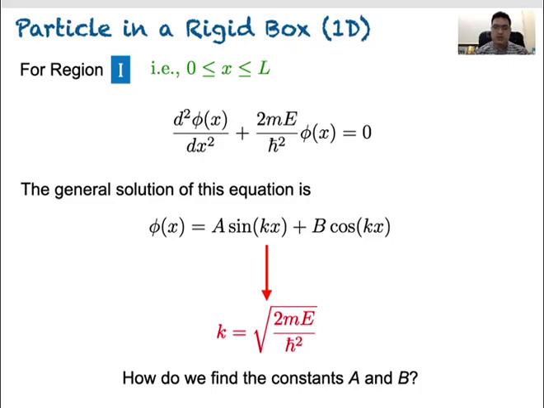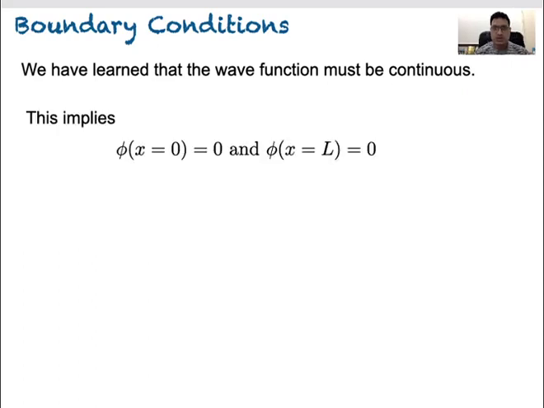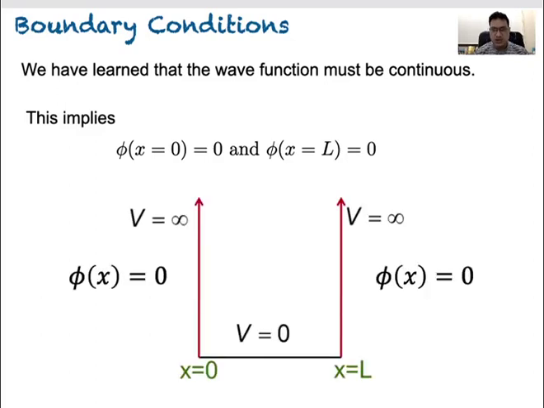How are we going to find constants A and B? To find them, we have to use the known properties of the wave function, what kind of wave function we are going to accept. We have learned that the wave function must be continuous at the boundaries. What it means is that the wave function at x equal to 0 and x equal to L must be 0, because on the other side of the rigid box phi of x is 0, so at the boundary the wave function is supposed to be 0. Let's apply these two conditions. We know that the wave function is 0 here and 0 here. So at these two boundaries, x equal to L and x equal to 0, the wave function must be continuous.